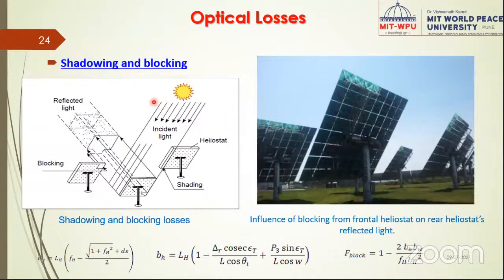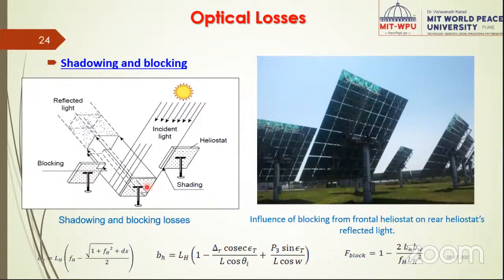Then the other losses are the shadowing and blocking. You can see here, the shadowing and blocking is caused by heliostats which are near to each other. The consequent heliostat, which is near, will cast a shadow on the heliostat which is behind the previous heliostat. Some of the incident rays get blocked by this heliostat, and due to this it will cast a shadow on the heliostat behind it. So due to this shadow, that part of the reflection will get obstructed. That is, that part of the mirror will not reflect the solar radiation clearly.